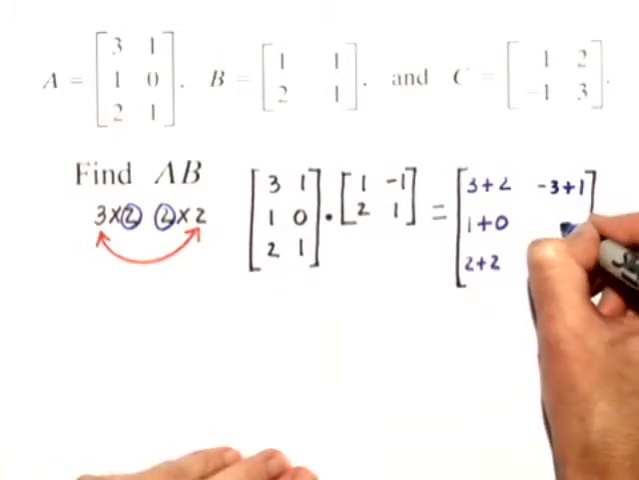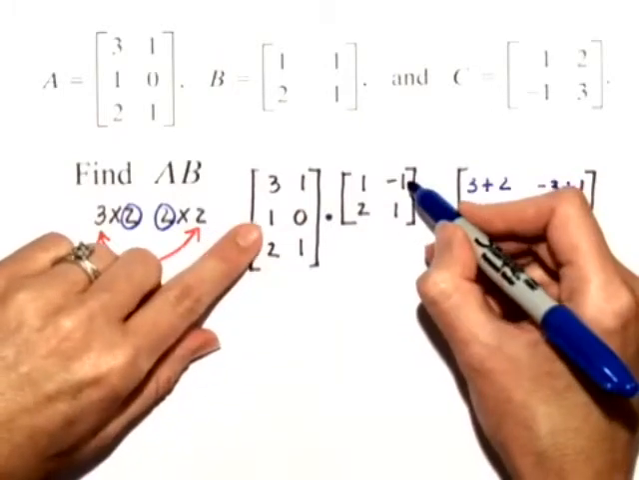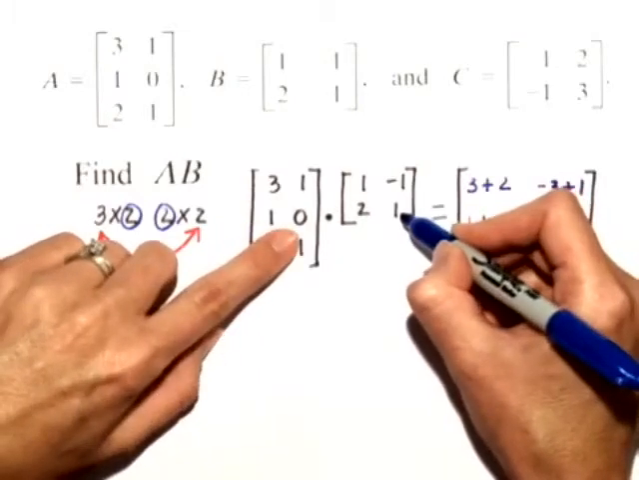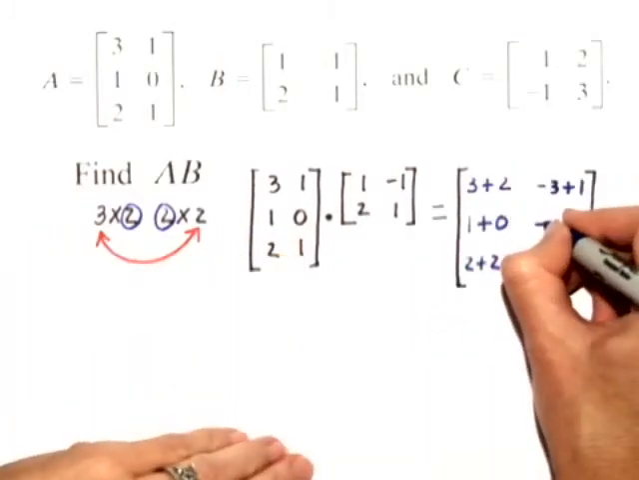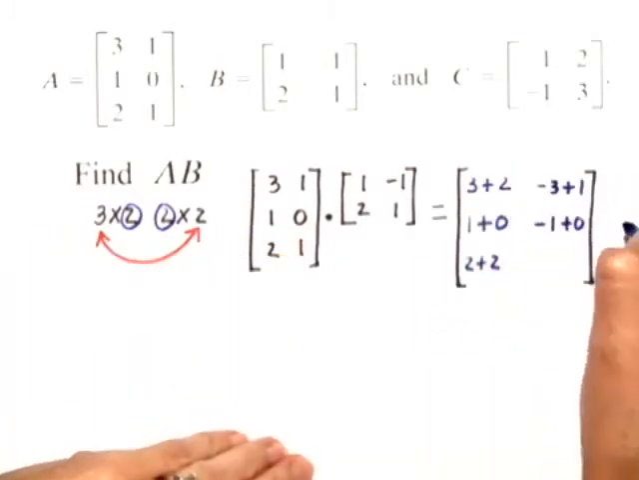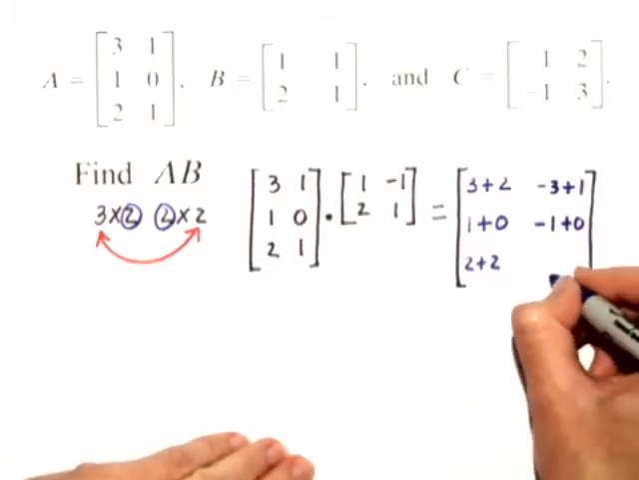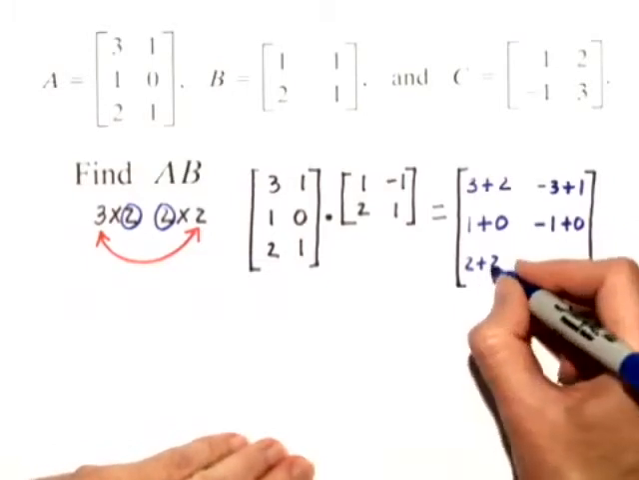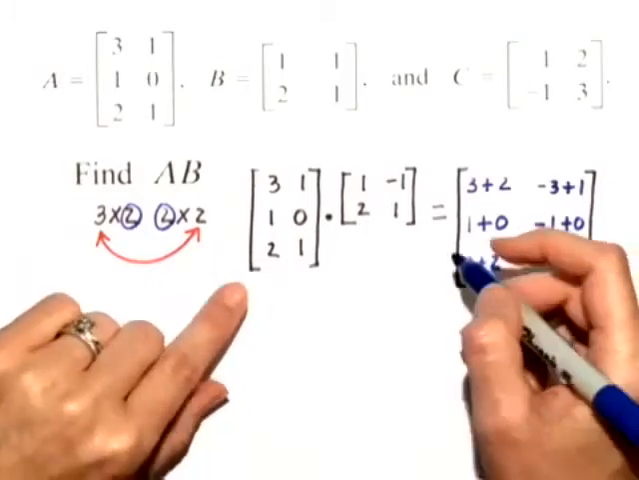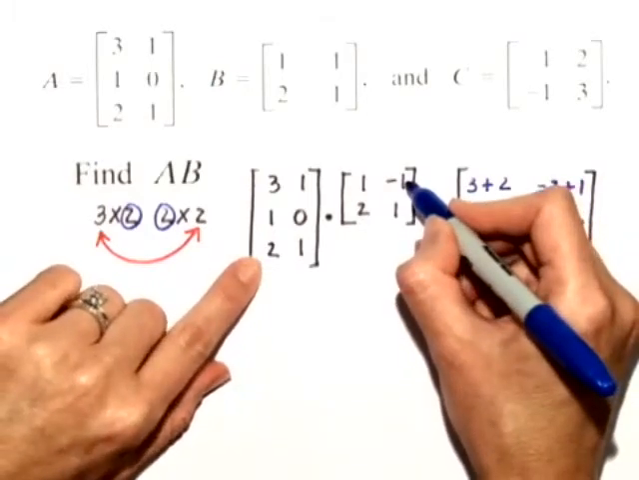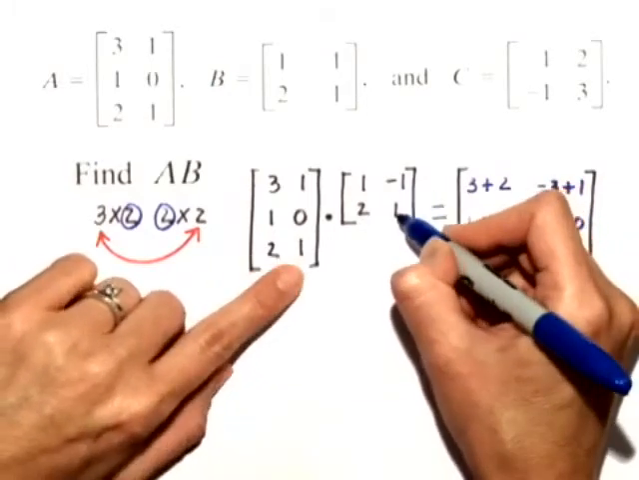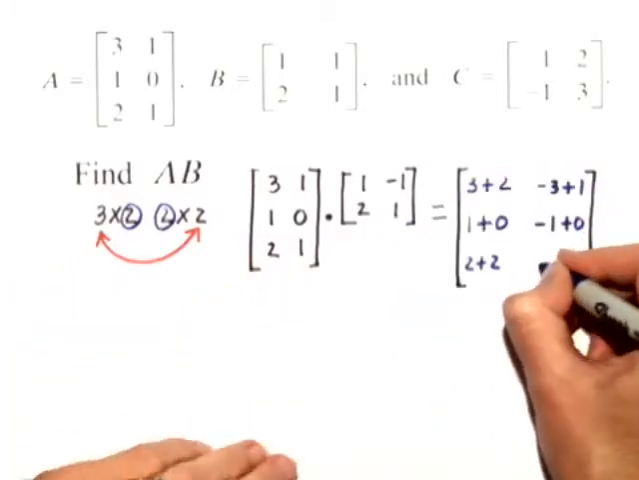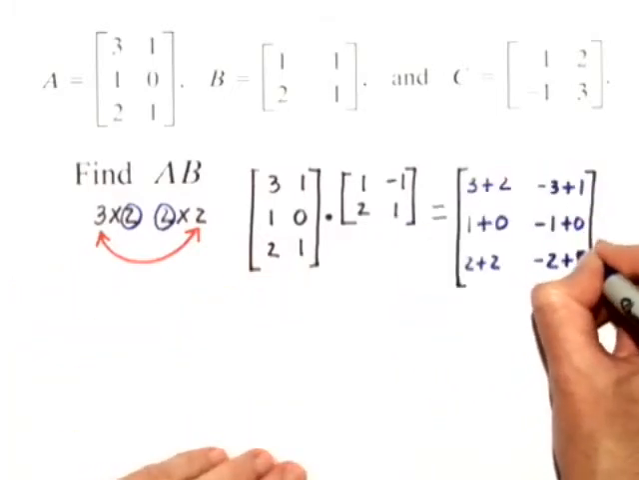Now I have row 2, column 2. So I have 1 times negative 1 plus 0 times 1. That gives me negative 1 plus 0. And finally I have row 3, column 2. So I have 2 times negative 1, which is negative 2, plus 1 times 1. So I have negative 2 plus 1.